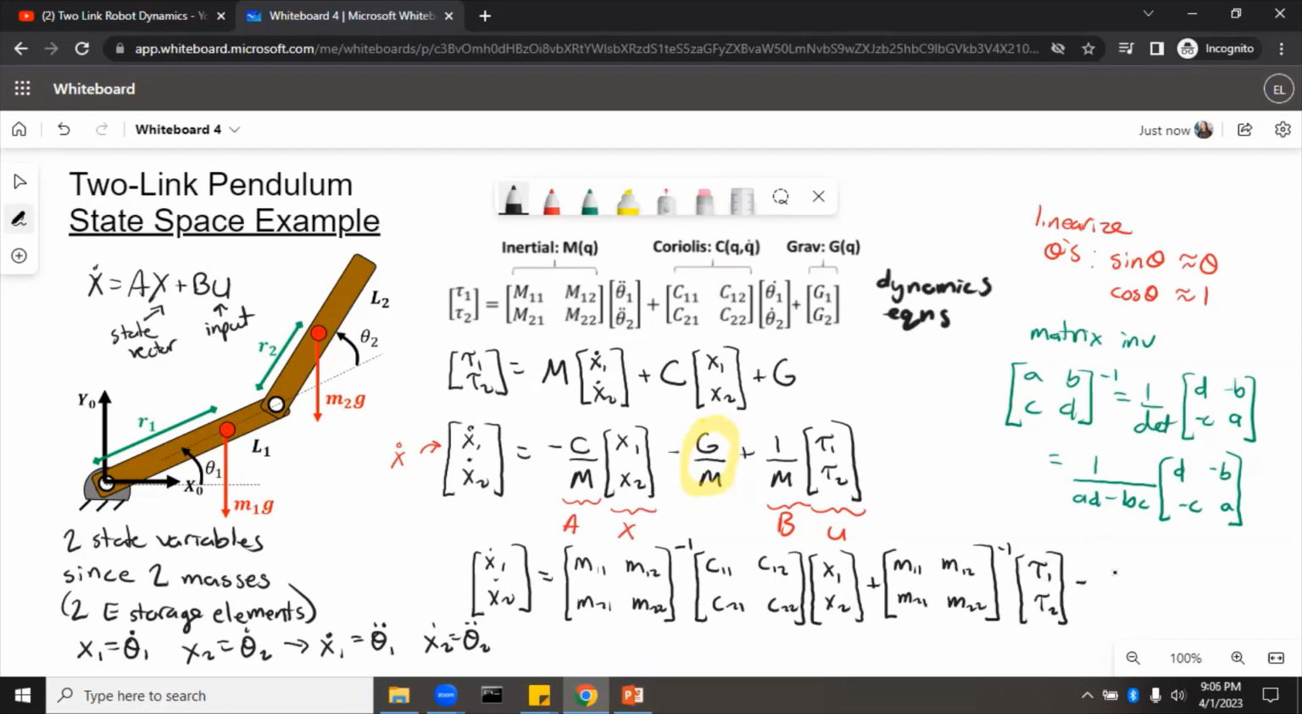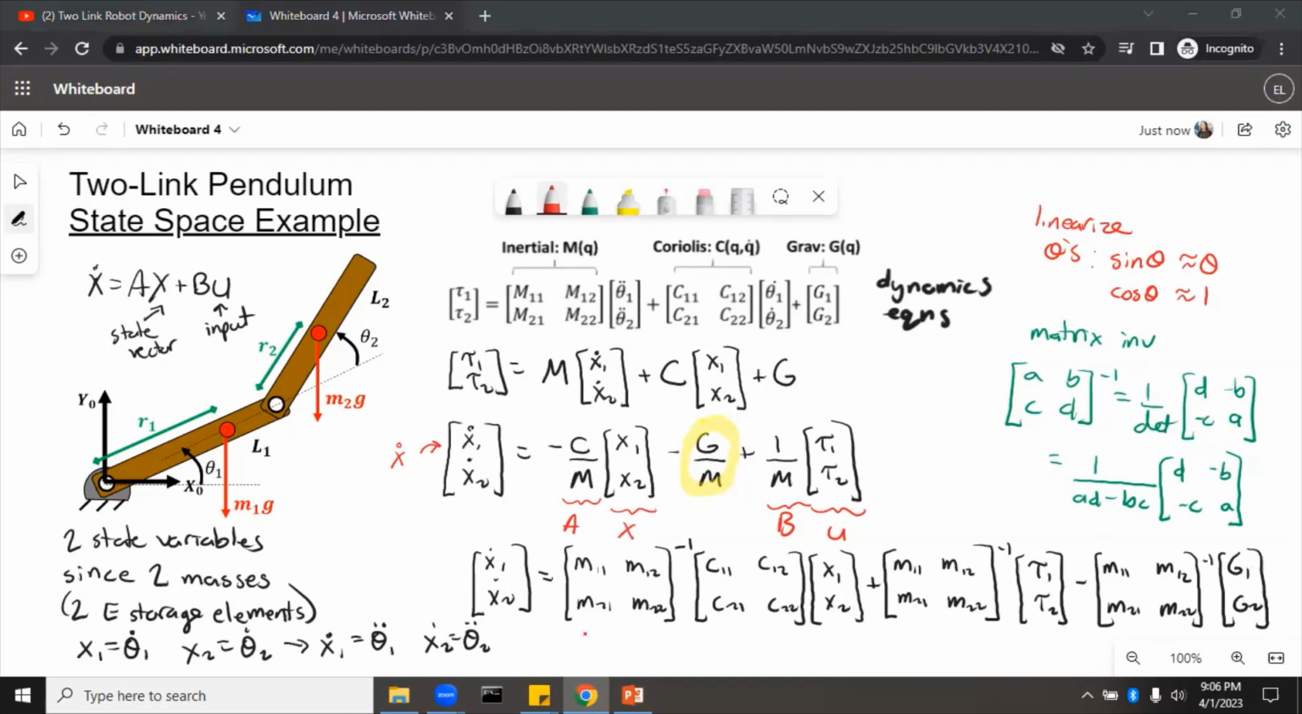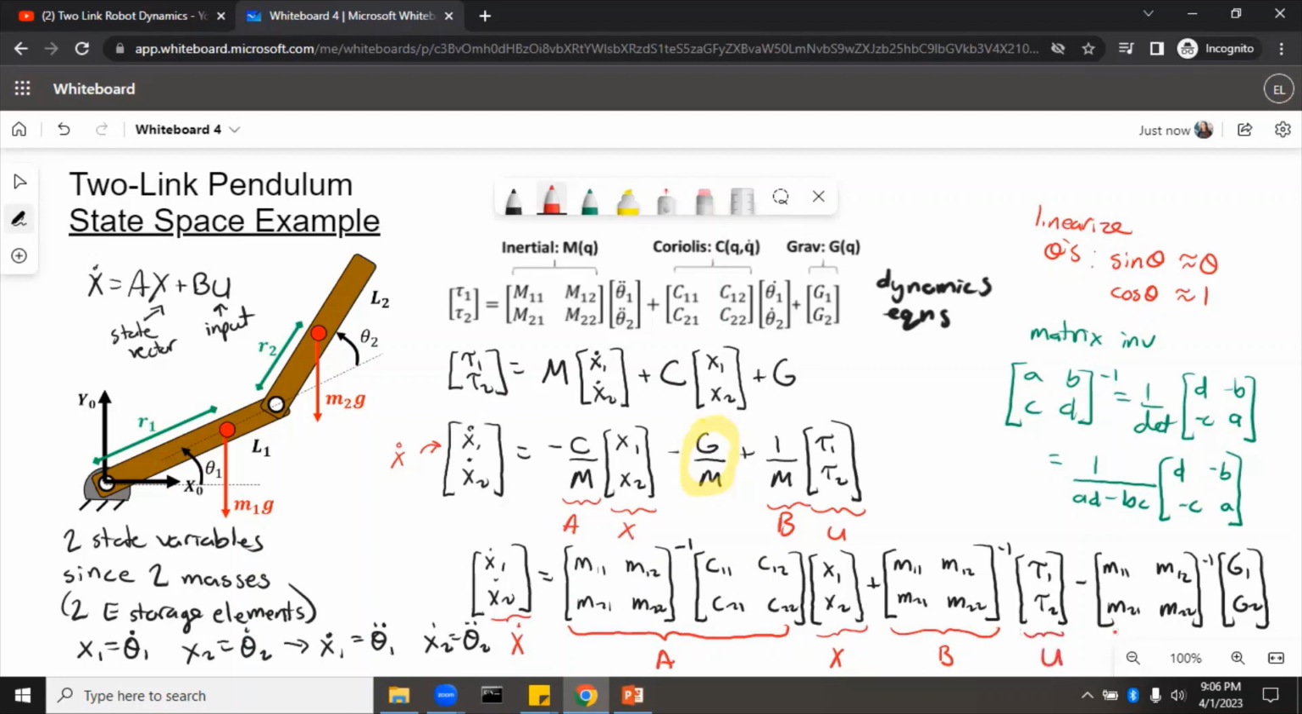And then finally, minus M11, M12, M21, M22 inverse times G1, G2. Now we have here, this is A. This is B. This is x. This is x dot. And this is u. And then this stuff here is extra. We have to include it because this is not a linear system.